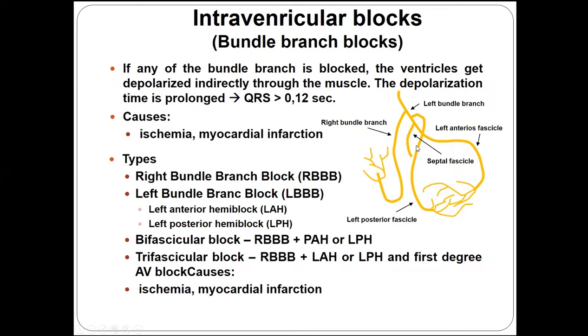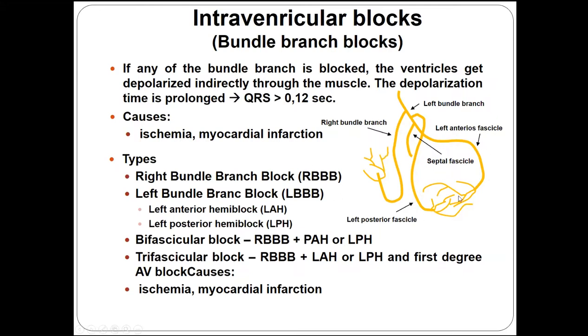This is how we distinguish right bundle branch block and left bundle branch block, and we can distinguish an anterior hemiblock, such as the anterior fascicle conduction abnormality, or the posterior fascicle abnormality. There are also bifascicular blocks, such as when we have a right bundle branch block and one of the hemiblocks. These are the bifascicular blocks.